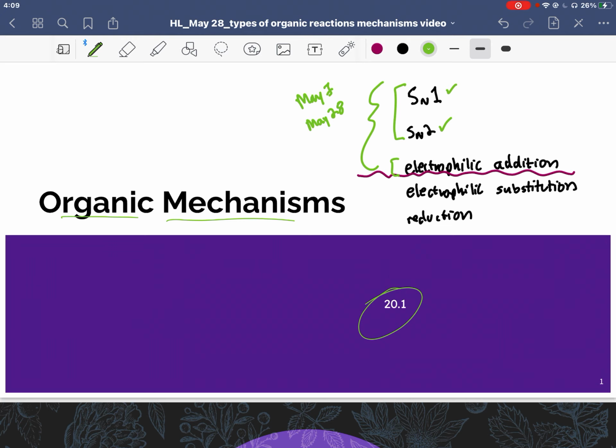Electrophilic substitution and reduction, I'm going to talk about these as well. I mentioned this in class. Some of you told me you want to be able to close the book on organic mechanisms, know everything you need to know. So feel free to watch these this year. Otherwise, you'll just watch them next year and learn them next year, ideally both.